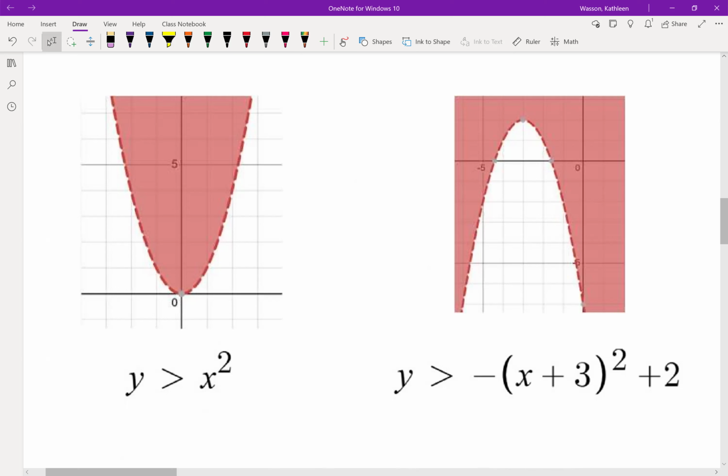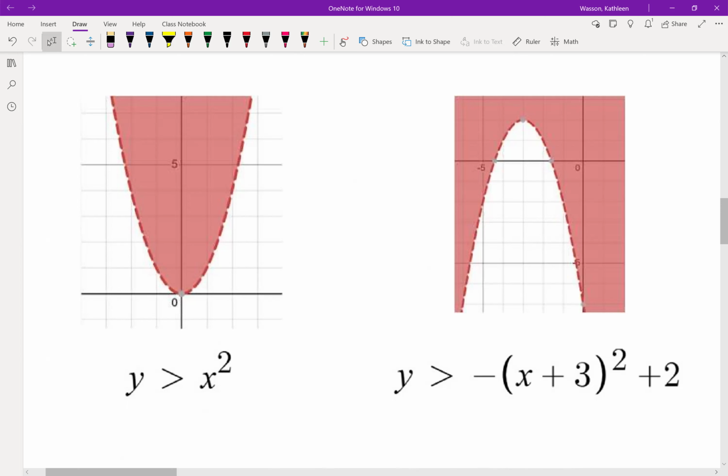For both of these, you'll notice that they're greater than, and the solution is greater than the vertex. So greater than the vertex could be inside or it could be outside the curve. And that will stand true. If it's less than, it will be less than the vertex, whether that's inside the curve or outside the curve. But again, we're going to use a test point anyway.